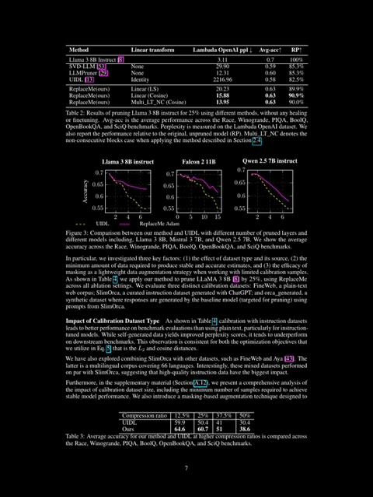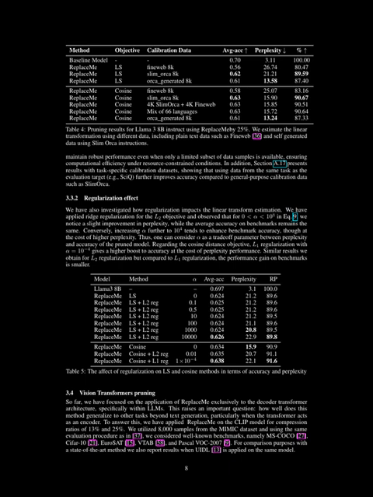Table 4. Method, objective, calibration data, AVG EC, perplexity, percent. Baseline model 0.7, 3.11, 100.0. ReplaceMe LS FineWeb 8K 0.56, 26.74, 80.47. ReplaceMe LS SlimOrca 8K 0.622, 1.21, 89.59. ReplaceMe LS Orca generated 8K 0.611, 3.58, 87.40. ReplaceMe cosine FineWeb 8K 0.58, 25.07, 83.16. ReplaceMe cosine SlimOrca 8K 0.63, 15.90, 90.67. ReplaceMe cosine 4K SlimOrca plus 4K FineWeb 0.63, 15.85, 90.51. ReplaceMe cosine mix of 66 languages 0.63, 15.72, 90.64. ReplaceMe cosine Orca generated 8K 0.611, 3.24, 87.33. Table 4. Pruning results for Llama 3 8B instruct using ReplaceMe 25%.